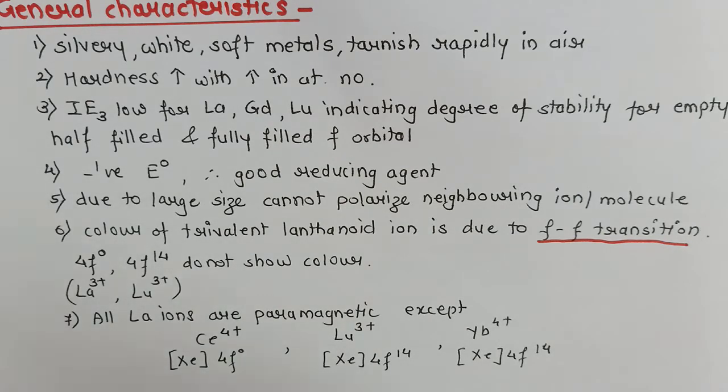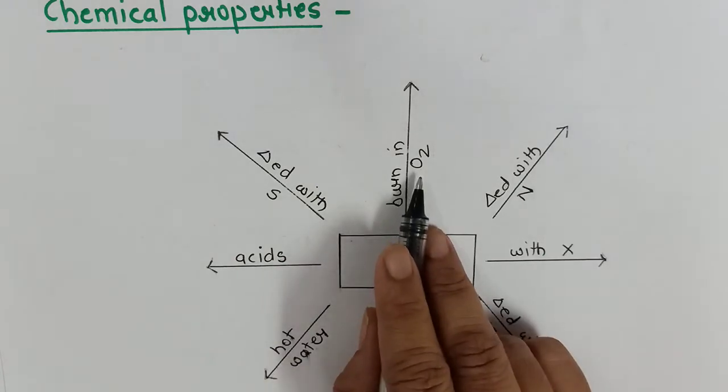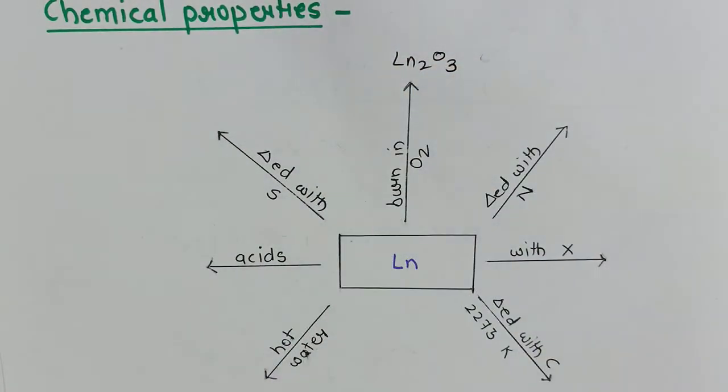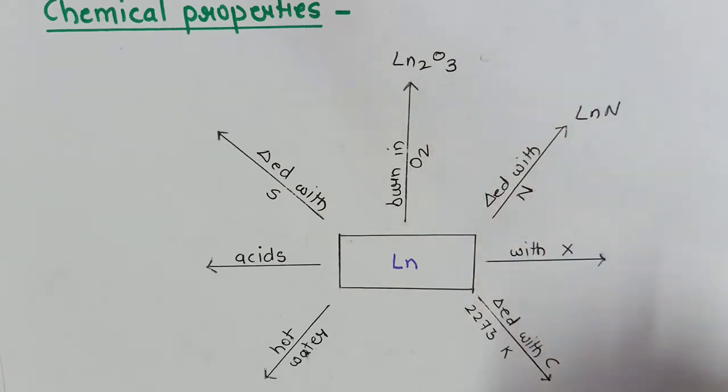Let us move to its chemical properties. I have tried to show all the chemical properties in one flow chart. To complete this flow chart, we have to remember that the stable oxidation state of lanthanoids is +3. So if a lanthanoid is burnt in air, it will form lanthanoid oxide, Ln2O3, for any element of the lanthanoid series. Now if it is heated with nitrogen, it will form the corresponding nitride.